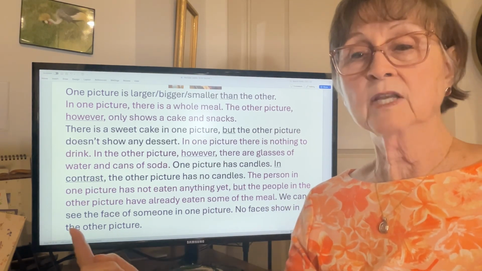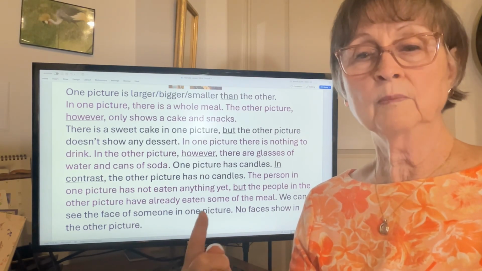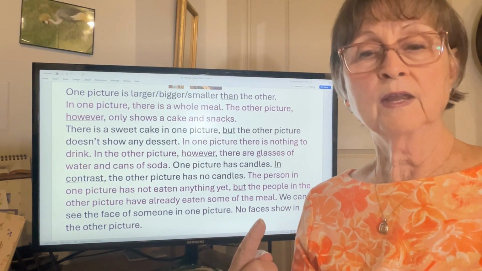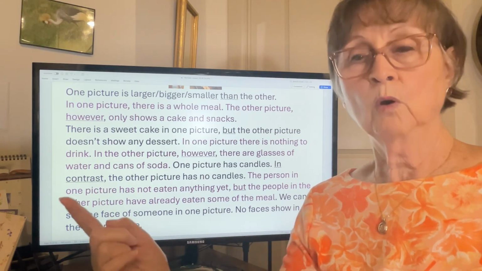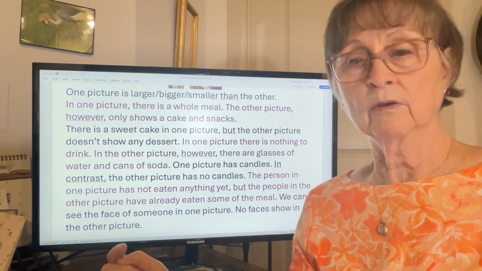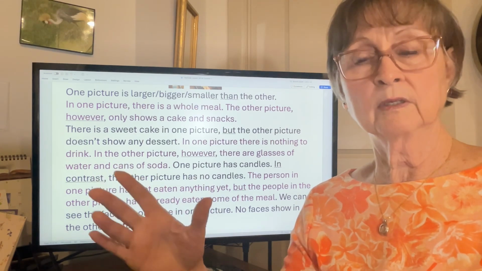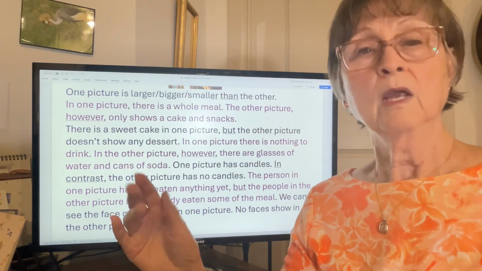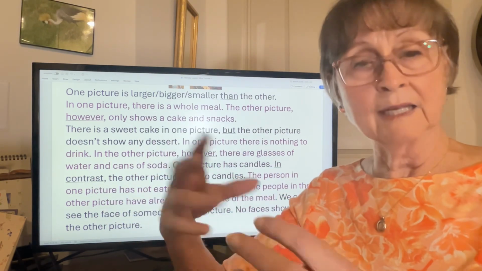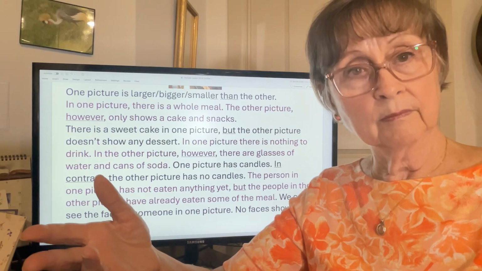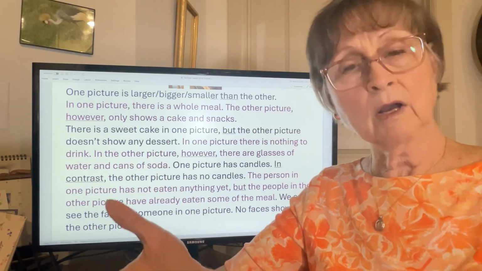We can see the face of someone, me, in one picture. No faces show in the other picture. So one and then other. That's a very common way to make the different comparisons. Sometimes we use comparison meaning both alike and different. I want you to compare them. But what are the comparisons and what are the contrasts?